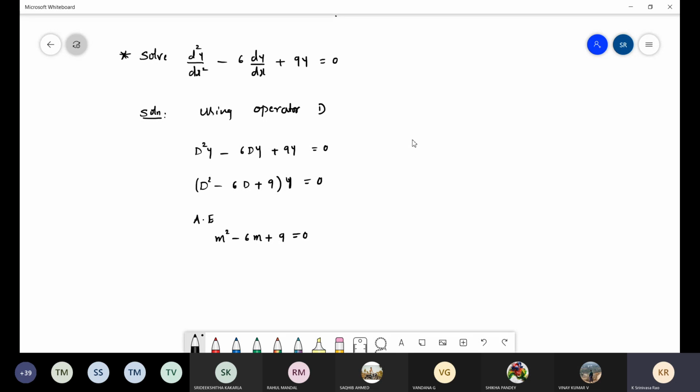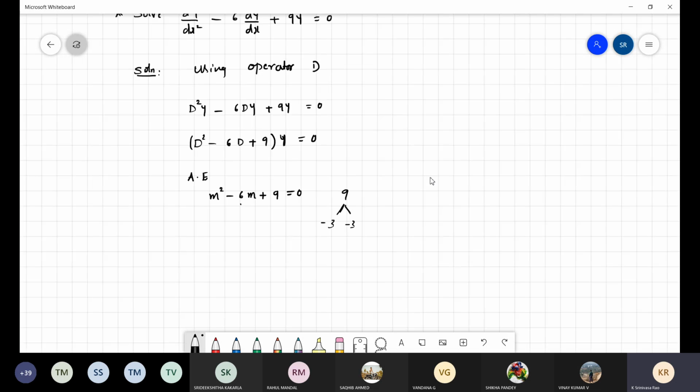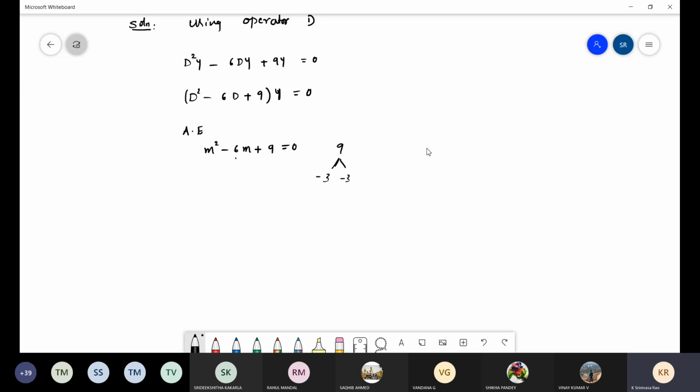For 9, are there any factors? First you go with the factorization method only. Yes, 3's I can write, but I want minus 6 here, therefore it should be minus 3, minus 3. Minus 3 into minus 3 is plus 9, and minus 3 minus 3 is minus 6. It satisfies both conditions. So the roots are m equals 3 comma 3. Is it right?